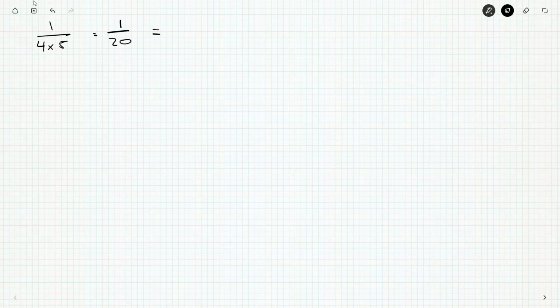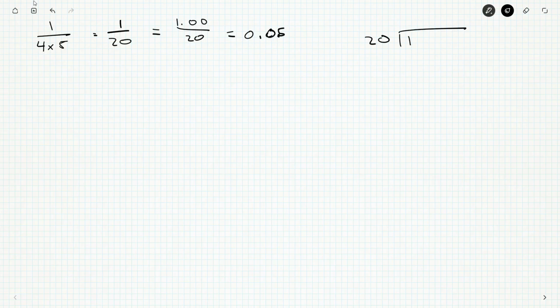But they want to get a decimal answer out. And we could make connections like 1 is really 1.00, and hey, 20 goes into 100 5 times, but we have to move the decimal place over. We can get 0.05. But if you're having trouble seeing that connection and saying, gee, I should really put 100 there, then of course you can always fall back on regular old long division. Okay? 20 doesn't go into 1. So put a decimal place, add a 0. 20 doesn't go into 10. Add another 0. 20 does go into 100 5 times.